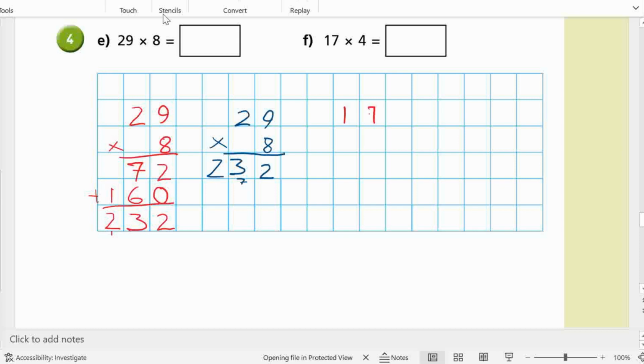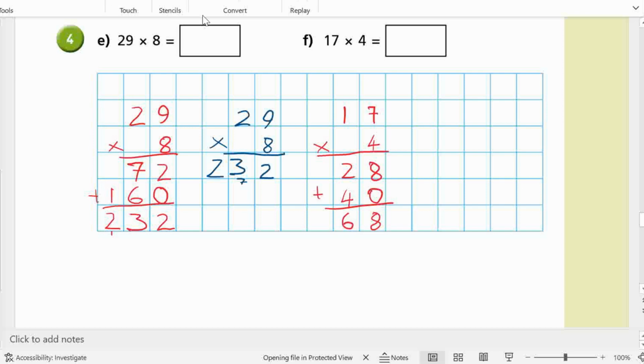So now we're doing 17 times 4. Okay, what's 4 times 7? 28, good. Okay, now we're doing the 10, so I put my 0 here. 4 times 1, well, that's not too hard. 4, yeah. Then we add them together. 0 plus 8 is 8. 2 plus 4 is 6. So our answer is 68.